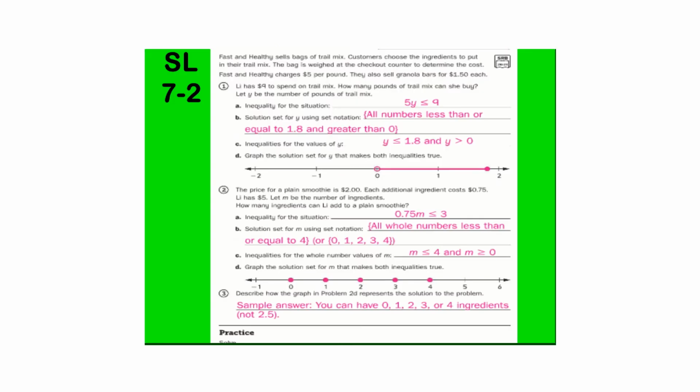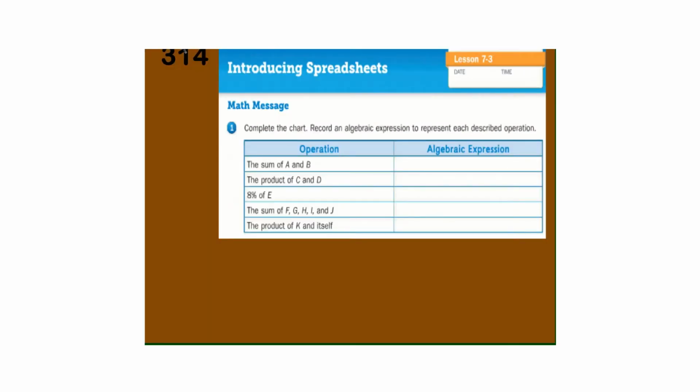Okay. All right, moving on to the lesson, page 314, spreadsheets. Complete the chart. Record an algebraic expression to represent each described operation. So you just need to write your algebraic expression. Remember, expressions do not have equal signs. And algebraic means they have a variable, at least one variable. So go ahead and pause and do that.